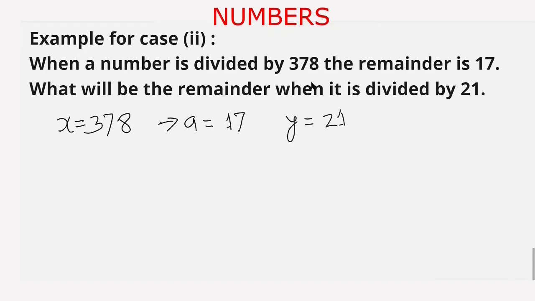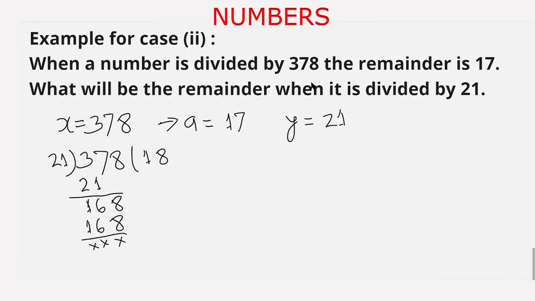Here x is a multiple of y. We can find it out. 378 divided by 21. 21 times 1 is 21. When subtracted from 37, we get 16. We carry 8. 21 divides 168 for 8 times. Thus 21 is a factor of 378, or 378 is a multiple of 21.